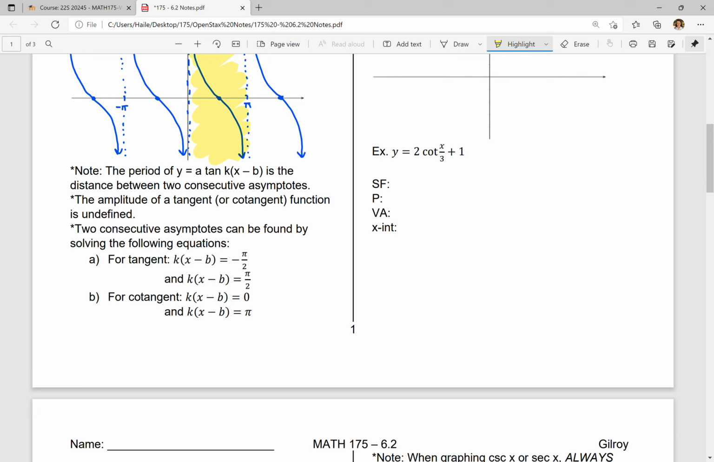And then finally, to find the two consecutive asymptotes, to actually graph a period of tangent or cotangent, basically what we can do is set the inside of the tangent or cotangent function equal to the original asymptotes. So in the case of tangent, you would be setting the inside of the function equal to both negative pi over 2 and pi over 2. And for cotangent, you would set it equal to 0 and pi. So negative pi over 2 and pi over 2 were our initial asymptotes for tangent. 0 and pi were our initial asymptotes for cotangent. And we'll see an example of this in a second when we start to graph things.